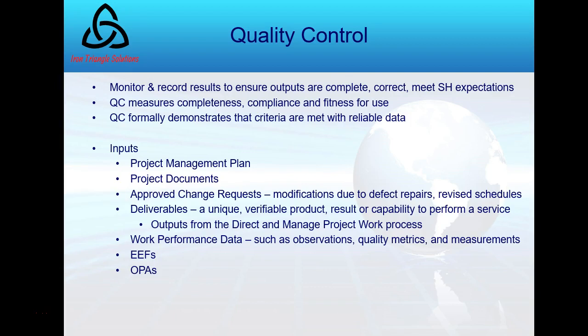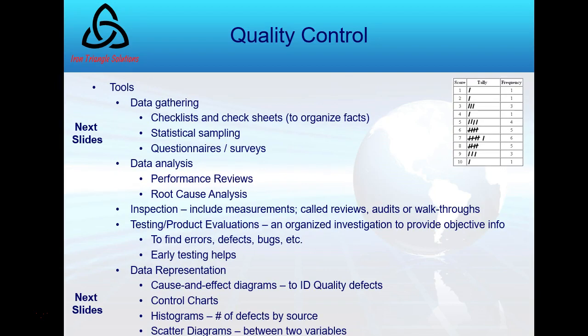And then work performance data. Whenever I'm in the control processes outside of integration management, all the other control processes, I always have the plan, documents as an input, work performance data, EEFs, and OPAs. If you think of it like that, there really aren't too many, and approved change requests and deliverables make sense in quality control. Okay. Now I'm going to look at the tools of quality control.